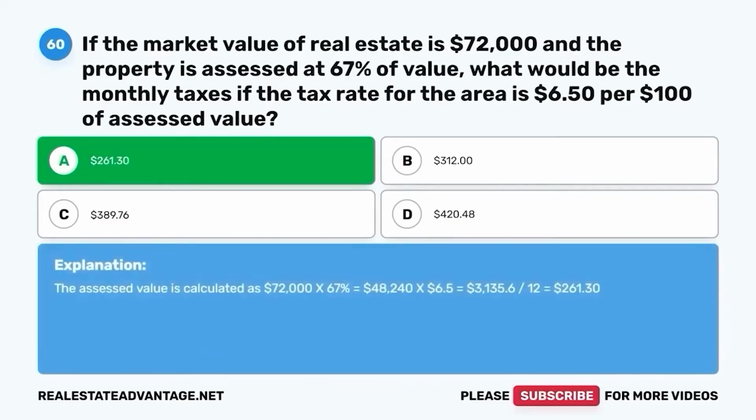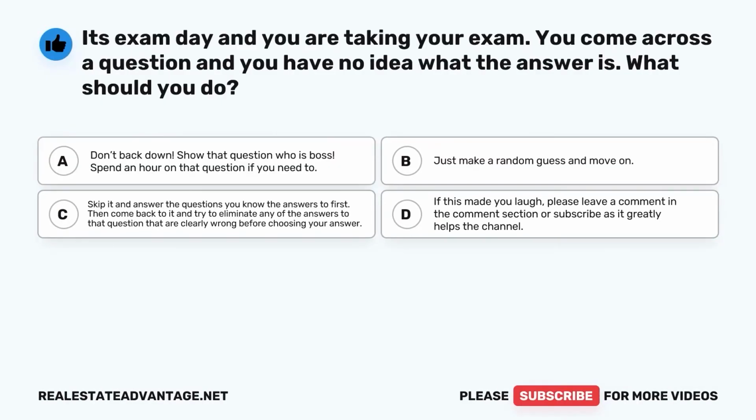$261.30. The assessed value is calculated as $72,000 times 67% equals $48,240, times $6.50 per $100 equals $3,135.60, divided by 12 equals $261.30.